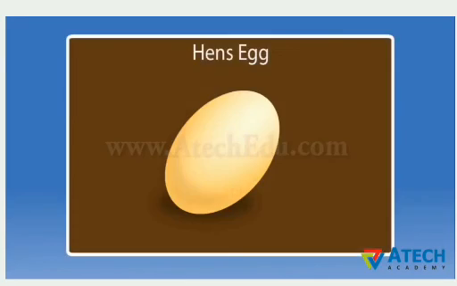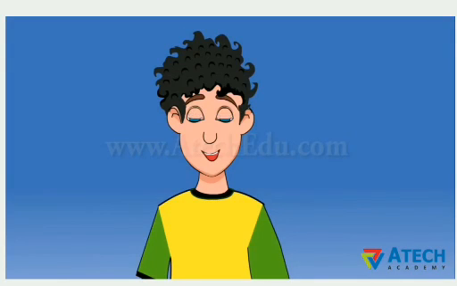Do you know that a hen's egg is a single cell? Hen's egg is one of the single cells that can be seen with our naked eye. Oh, it's really great to know this.